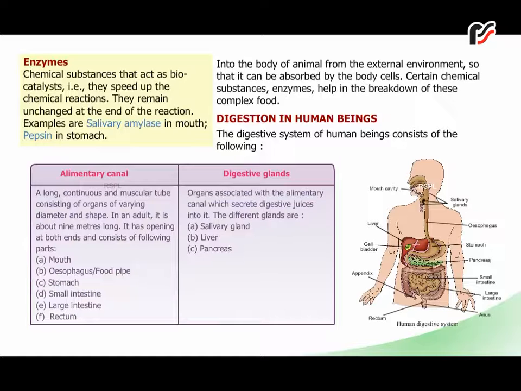Digestive glands. Organs associated with the alimentary canal which secrete digestive juices into it. The different glands are A. Salivary gland. B. Liver. C. Pancreas.